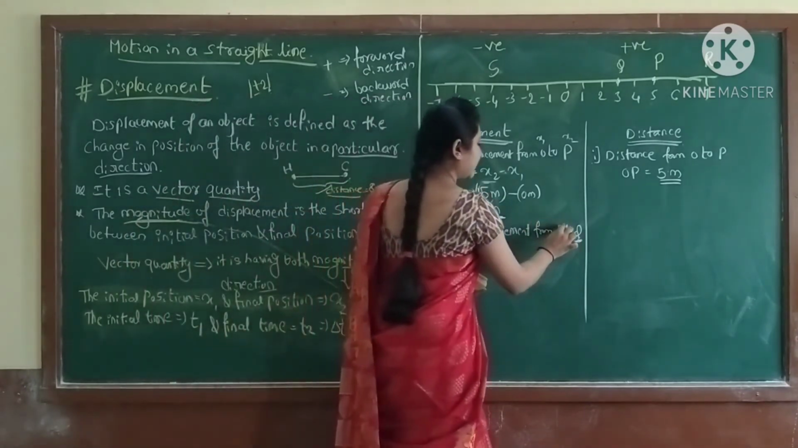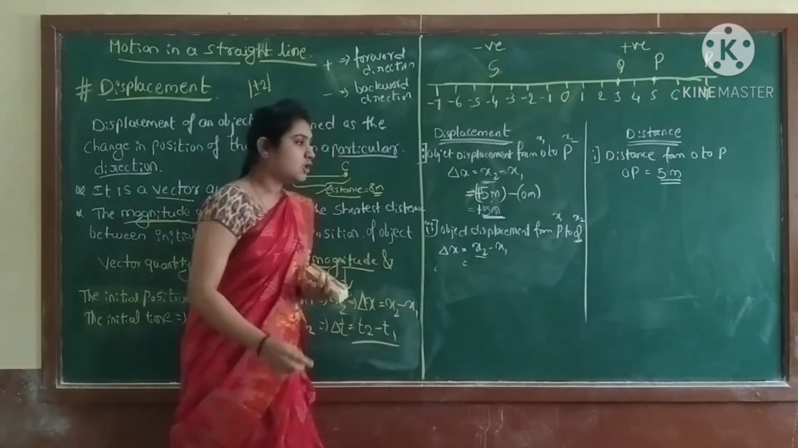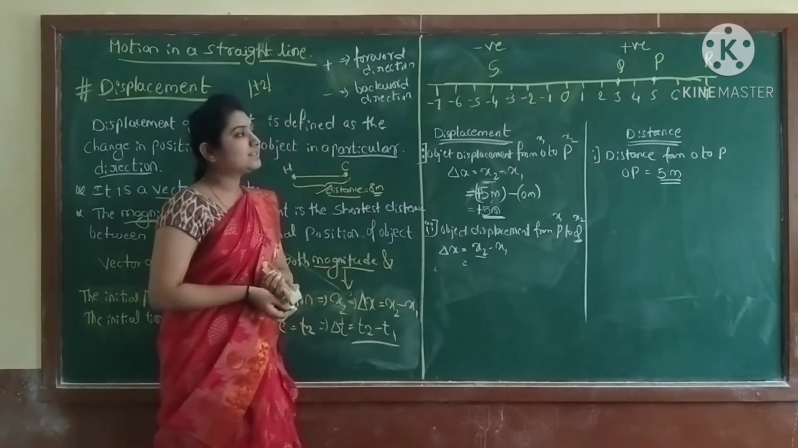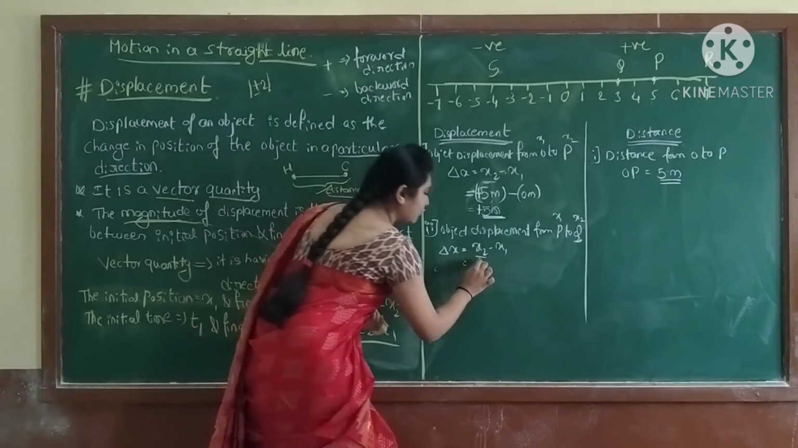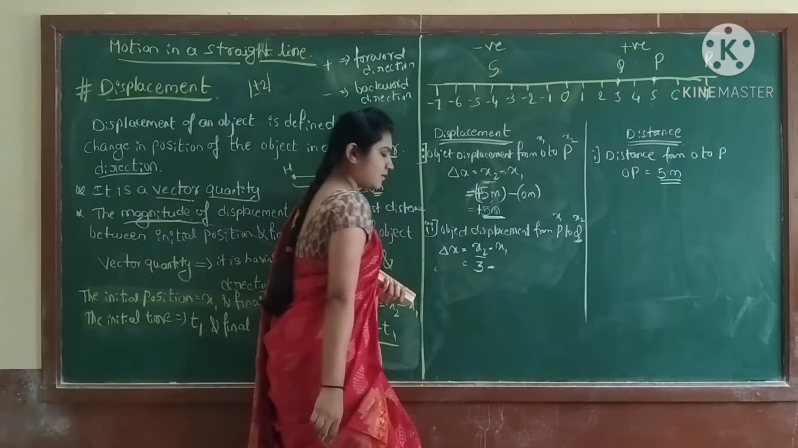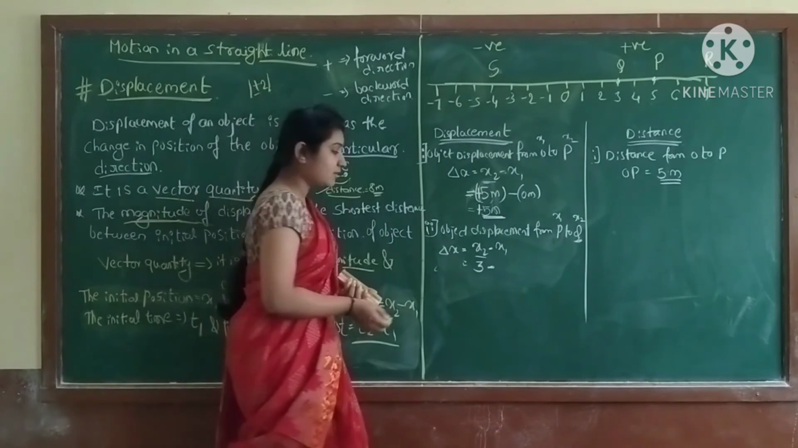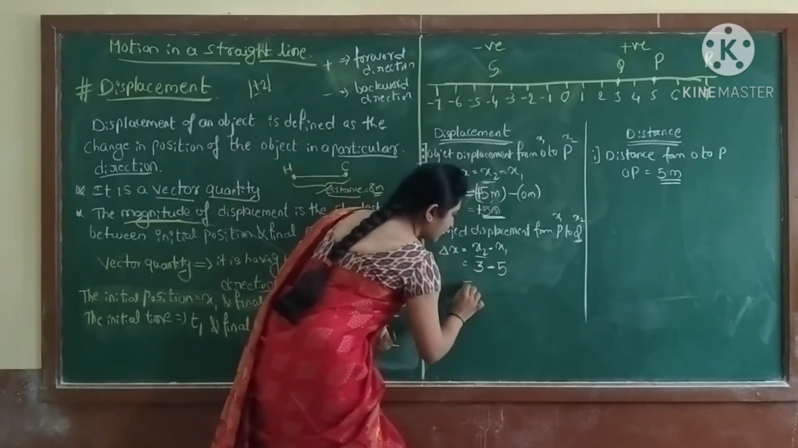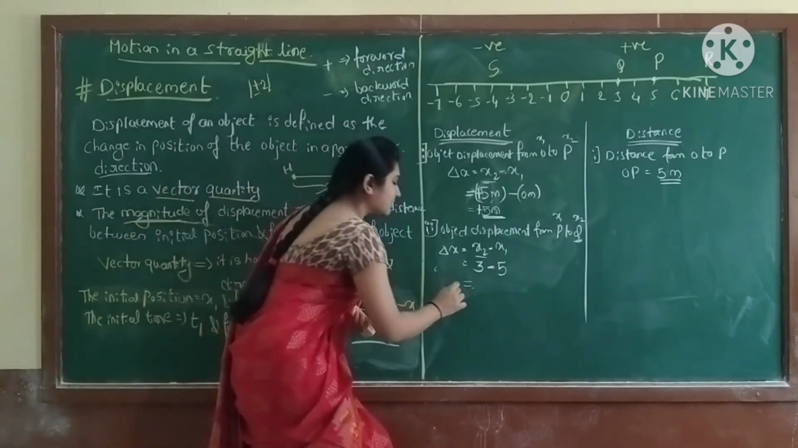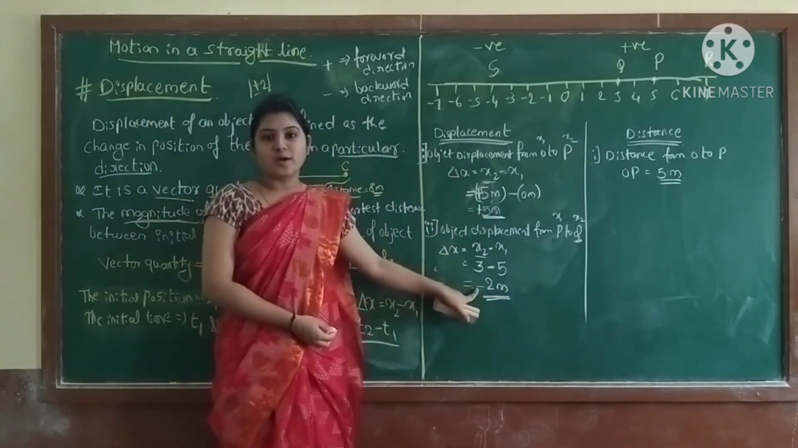And P means what? x1, Q means x2. Yes, so how much is x2? How much is 0 to Q? 3 meter. You take it here. Then minus, same, right? So how much is P? 5, right? So you considered 5. So how will you get it? 3 minus 5. How much? Minus 2 meter. That means backward direction.